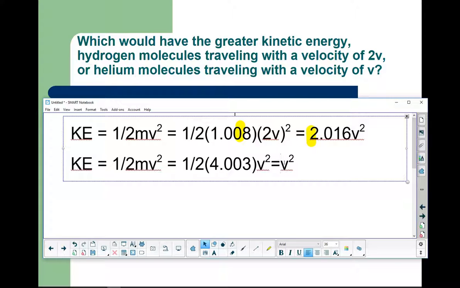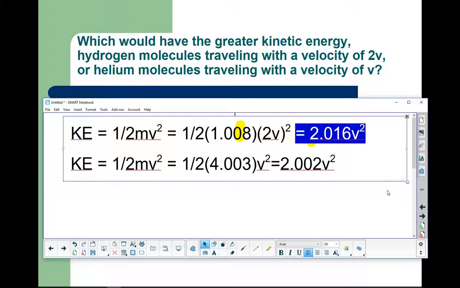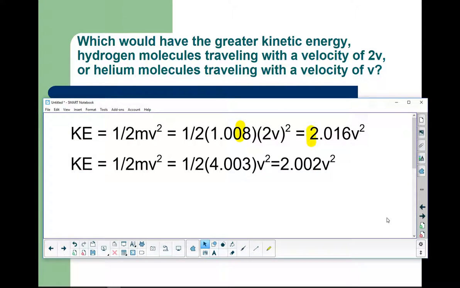On the bottom, it should be 2.0. So 2 to do the same number of significant figures. So these two are really close, but the top one will win on this one. So hydrogen will win as far as having more kinetic energy. Right? So does the v stay squared at the bottom? Yep. Because this square goes through to the v squared.